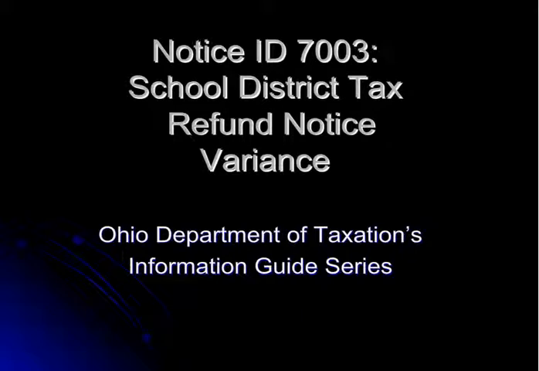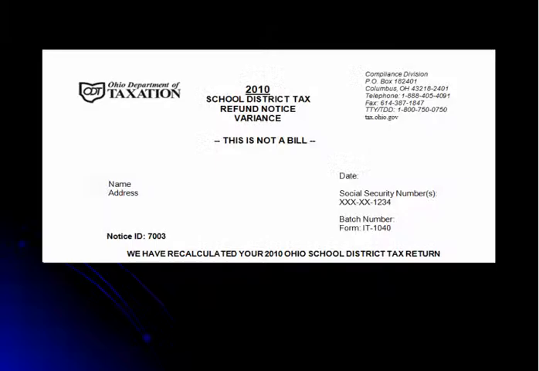Today, we will be discussing Notice ID 7003, the School District Tax Refund Notice Variance. The notice presented here may look slightly different from the one you received in the mail, but the information provided on the notice is the same. If you have received a School District Tax Refund Notice Variance, adjustments have been made to your return and have resulted in a change to your refund amount.